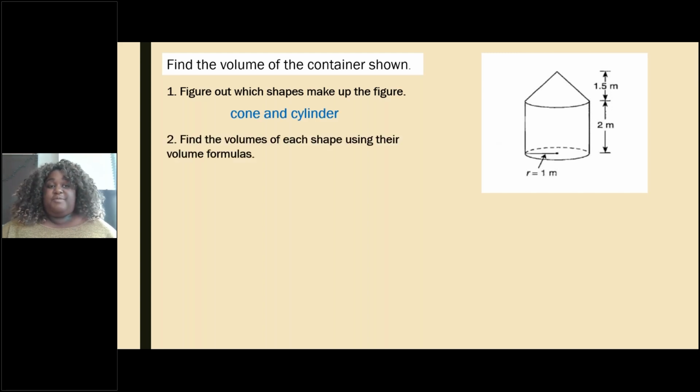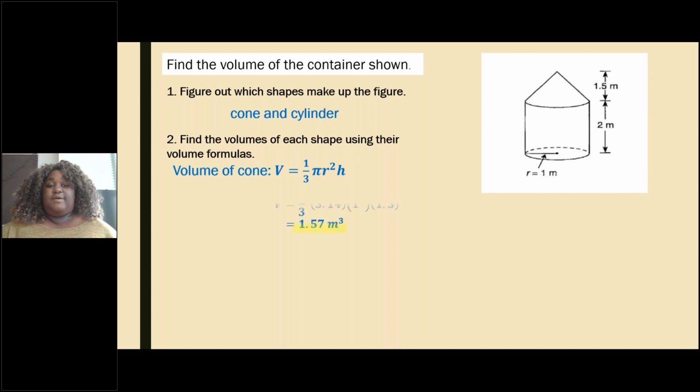Then the next step will be to find the volumes of each of the shapes using the volume formulas. The formulas you won't have to memorize, they'll give them to you on that formula sheet. You just have to know how to use them. Looking at the first shape, which is the cone, I'm going to use the volume formula for the cone, which is 1/3 times pi times r squared, which is our radius, times the height of the cone.